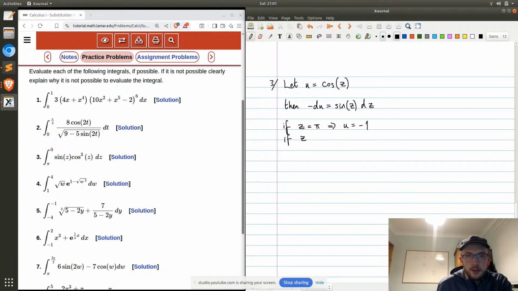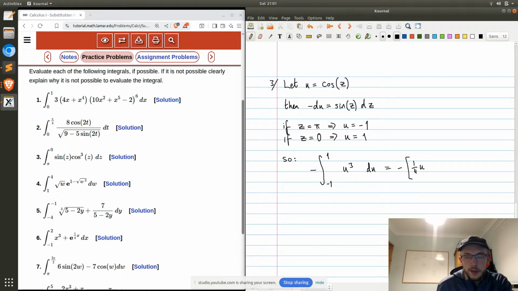And if z is equal to 0, then it's cosine of 0, which is 1. So now the integral becomes, I'm going to put -1 down here, a 1 up here, and I'll put my minus sign and du right there. And then instead of this here, I'm going to put u cubed, just there like that. Minus sign, do the integration.